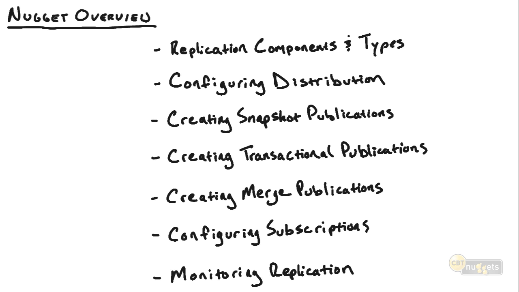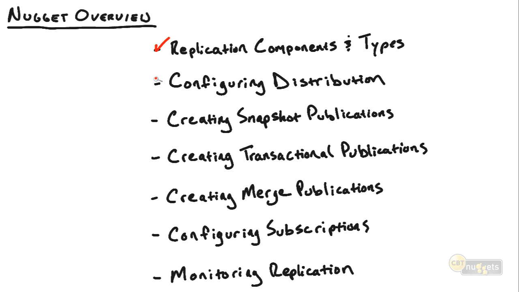Checking out the nugget overview, we're going to start by getting familiar with all the components and types of replication. For the components, we'll talk about articles, publishers, distributors, subscribers, publications, and agents. There are a lot of components involved with replication, so we'll get familiar with them and how they work together. Then we'll talk about the types of replication. The three major types, each fitting a different scenario, are snapshot, transactional, and merge. We'll even talk about a fourth one, inside of transactional, called peer-to-peer replication.